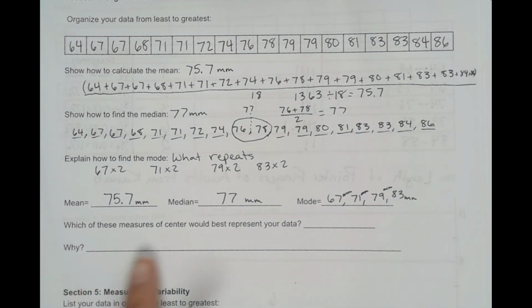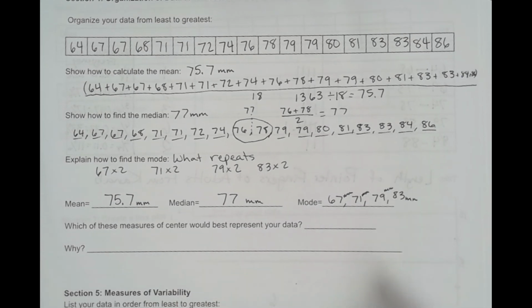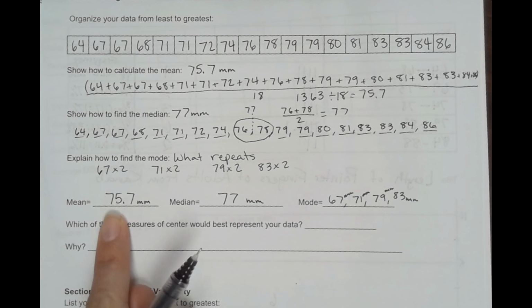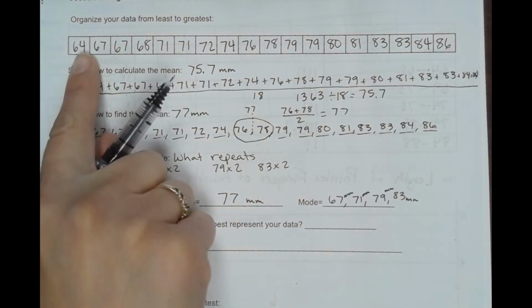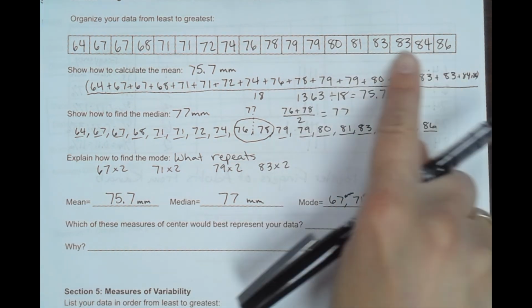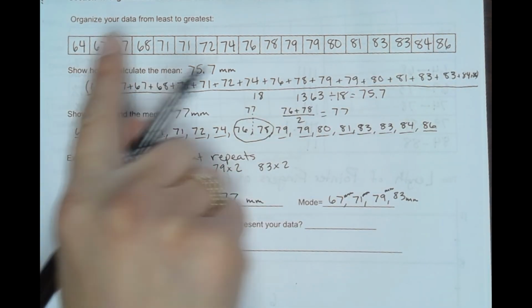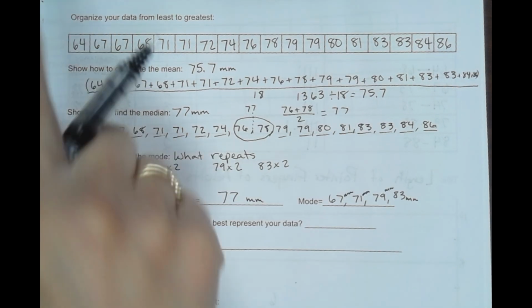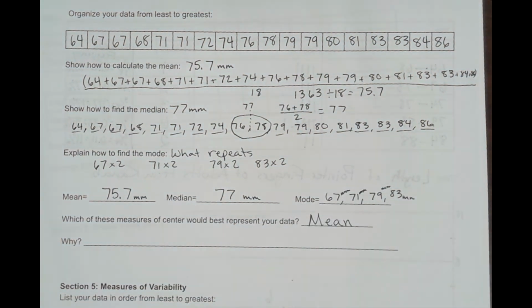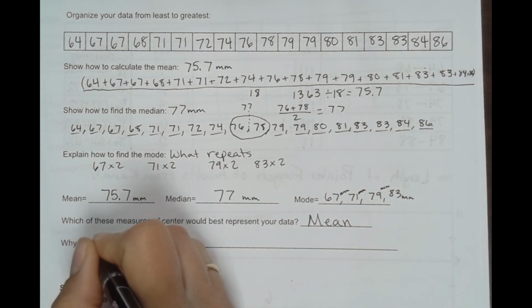So it says, which of these measures would best represent your center of data? Well, remember how the median is the one we use if we have outliers? Looking at this, all this information seems relatively close to each other. Nothing is very high or very low compared to anything else. So in this case, the mean would probably be the best to use. Why? Because we have no outliers.